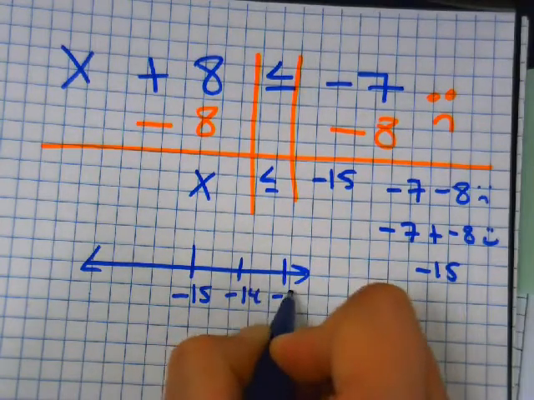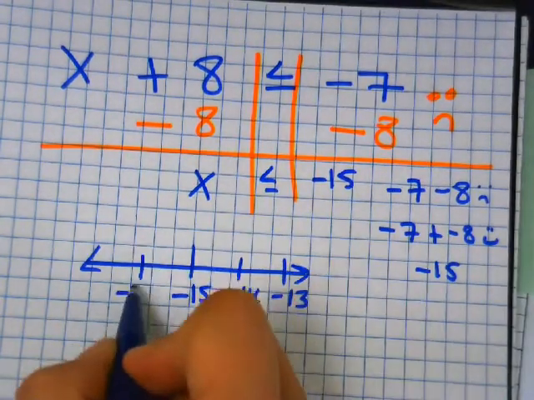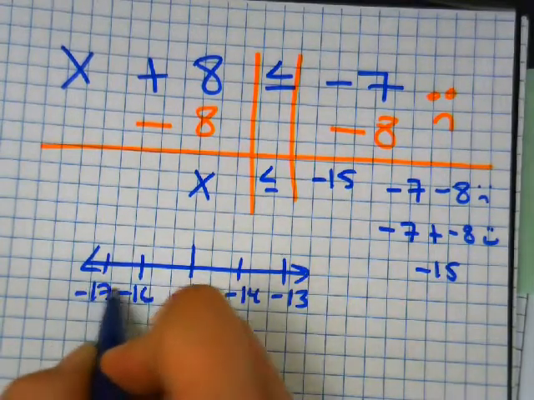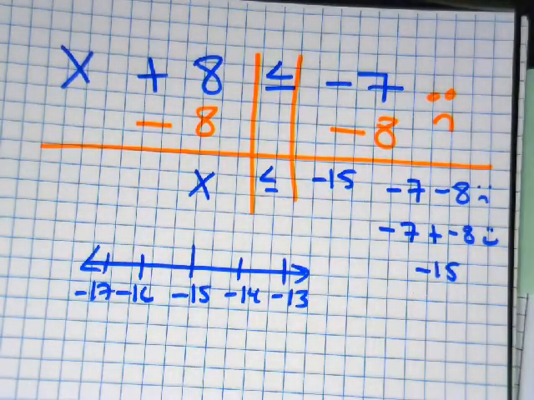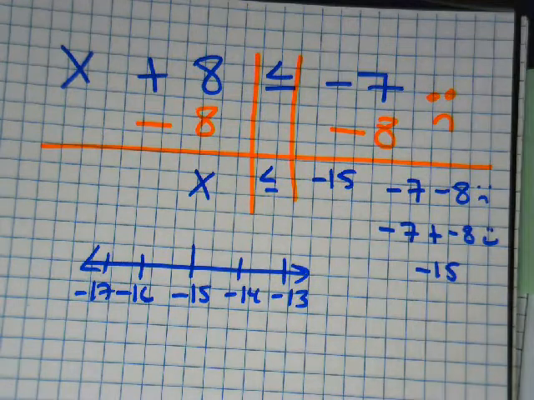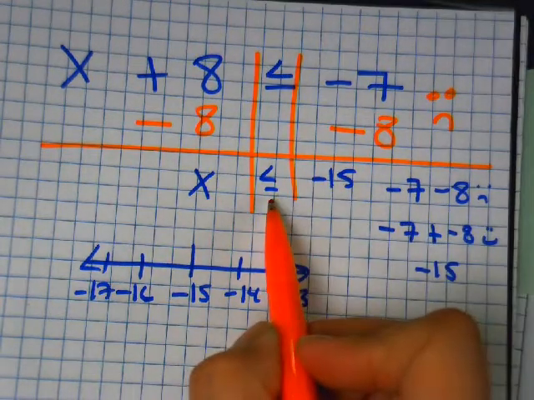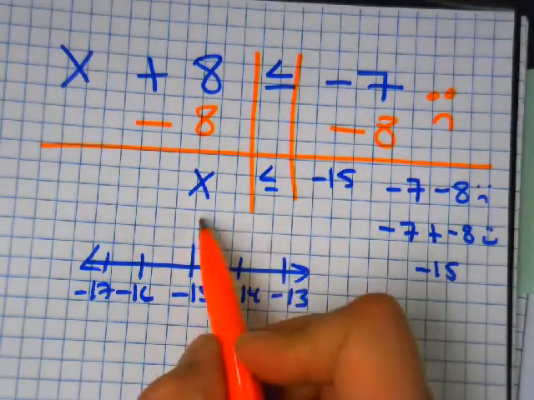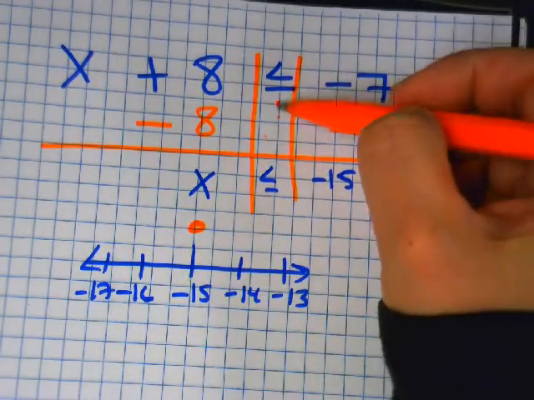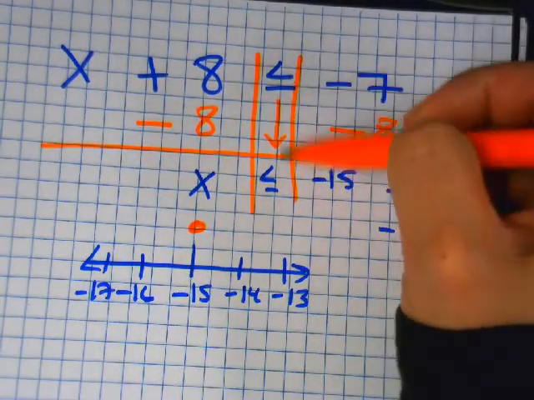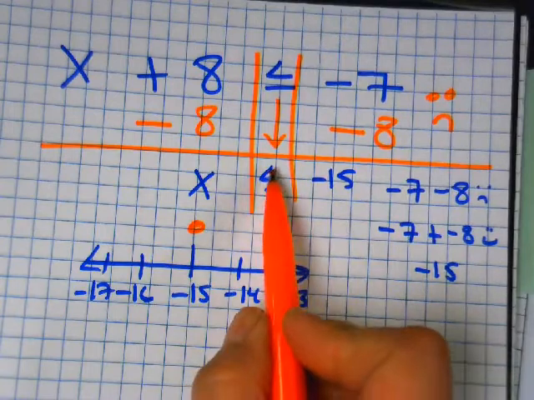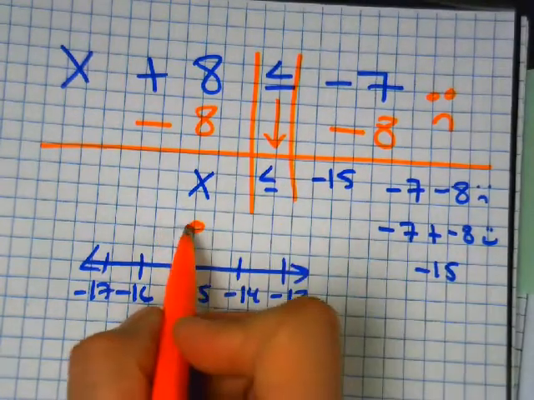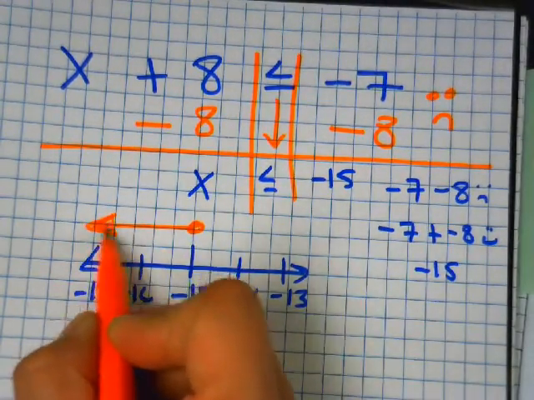Negative 14, but it's less. Open or closed circle? Closed. So you see how this inequality just drops down, and it's pointing to the left. So I'm going to graph to the left, the shading part.